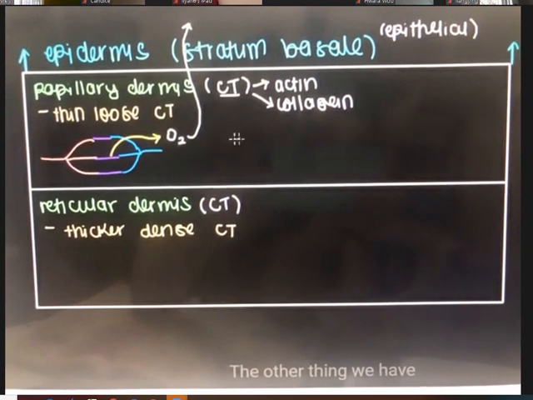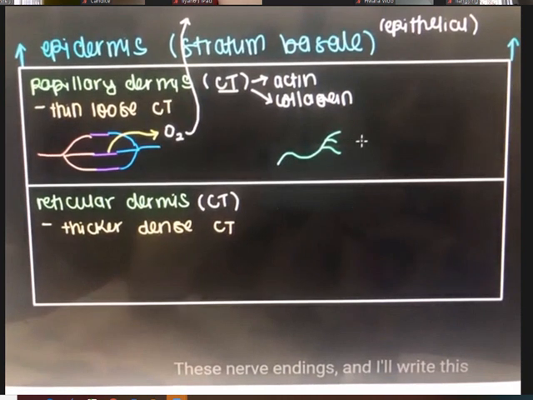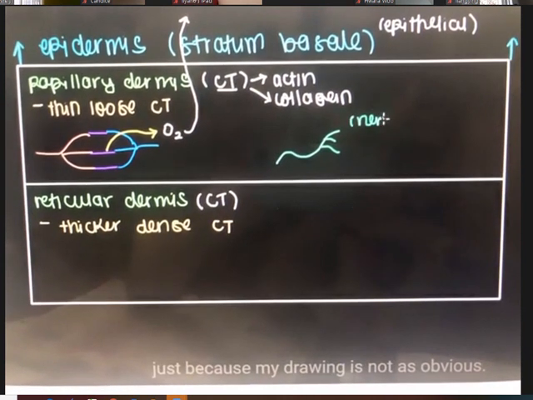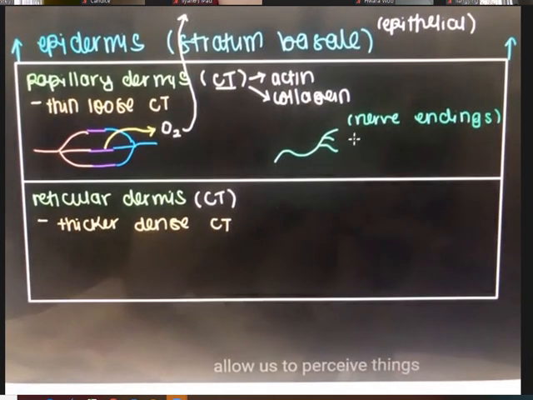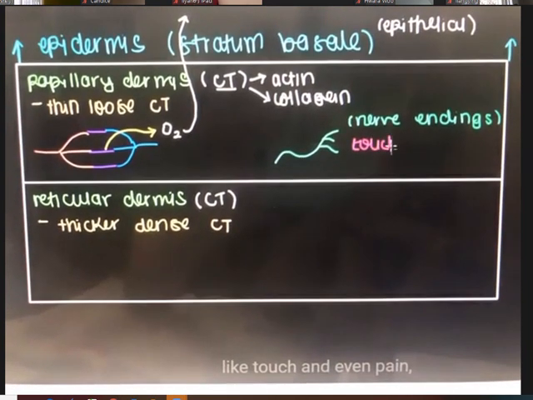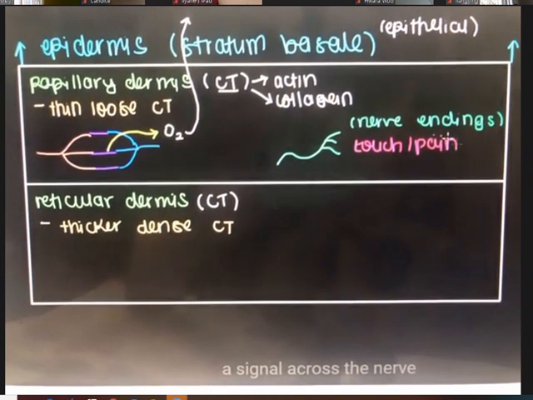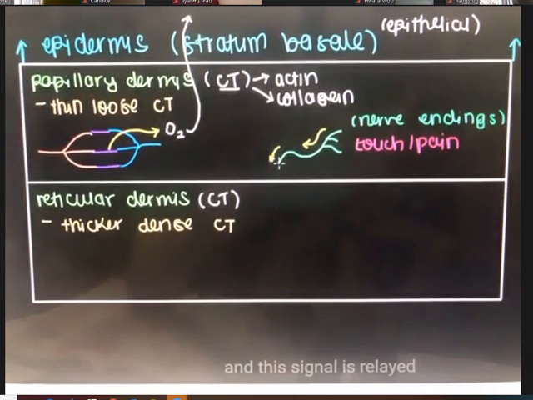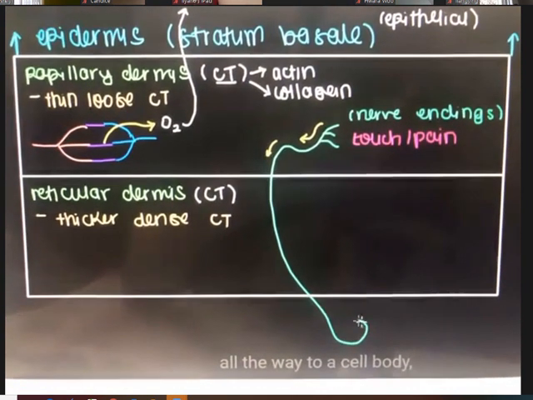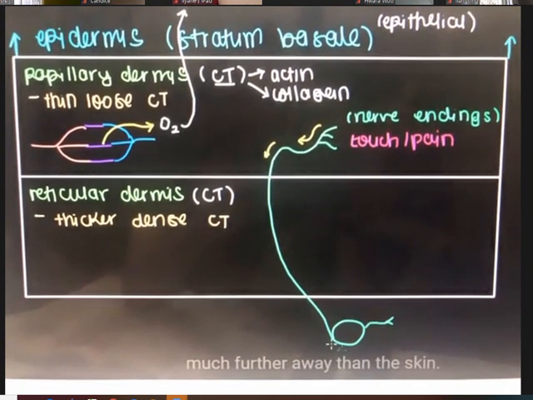The other thing we have in our dermis are nerve endings. These nerve endings, I'll write this just because my drawing is not as obvious. These nerve endings that sit in our dermis allow us to perceive things like touch and even pain. And then that will pass on a signal across the nerve going in this direction right here. And this signal is relayed all the way to a cell body. And this cell body can sit somewhere much further away than the skin.